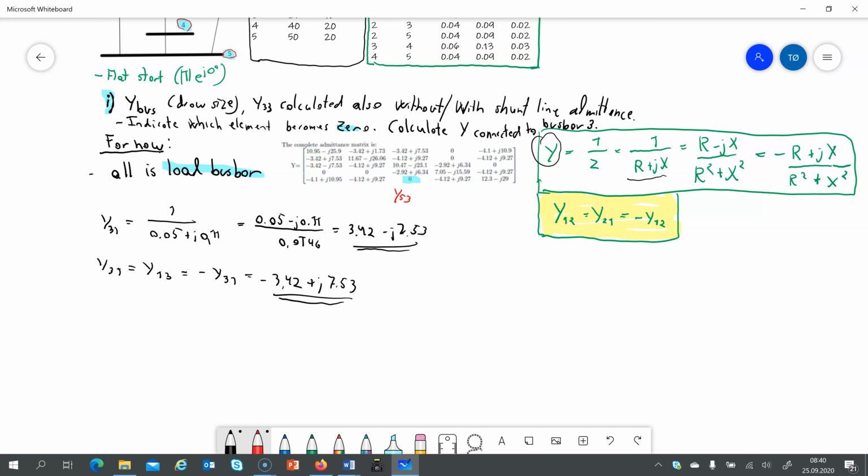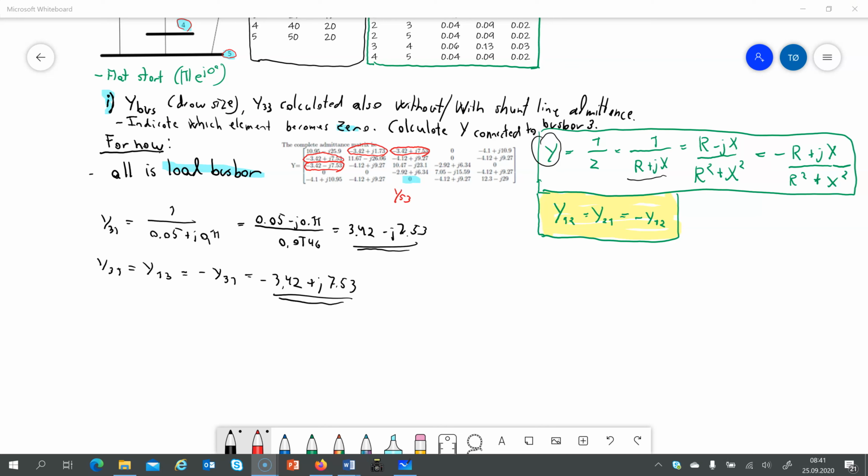And this we can see in this matrix. The 3,1 position is here, and then 1,3 is here, so they become similar. You can see this structure in the system. These are the off-diagonal elements. The diagonal elements, we know, are the sum of all admittances connected to that bus.